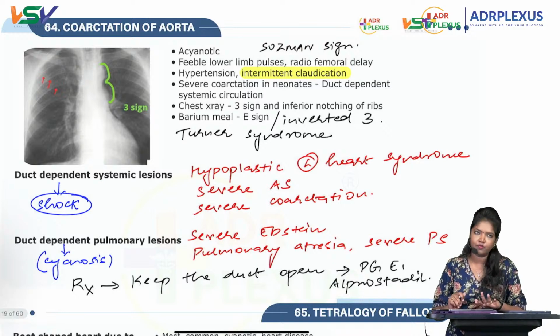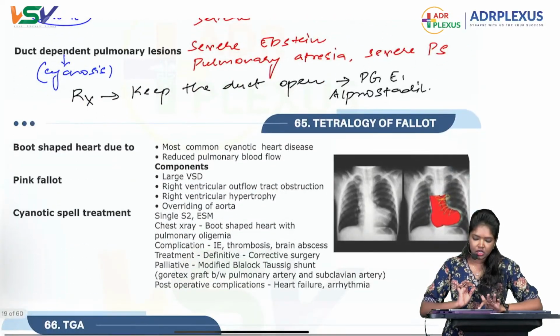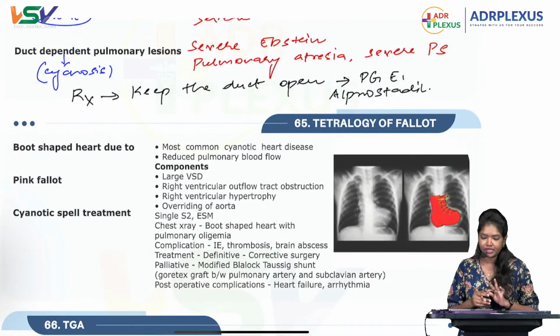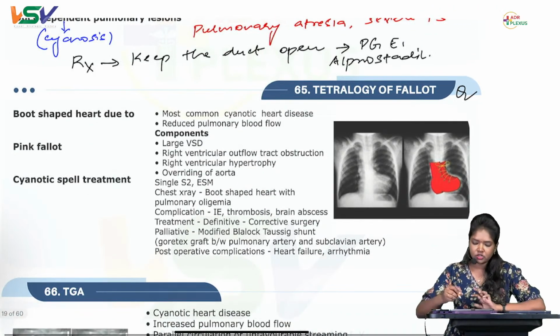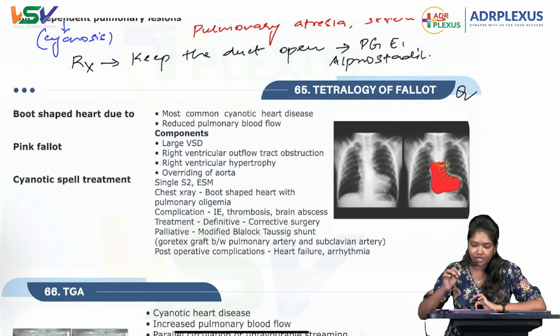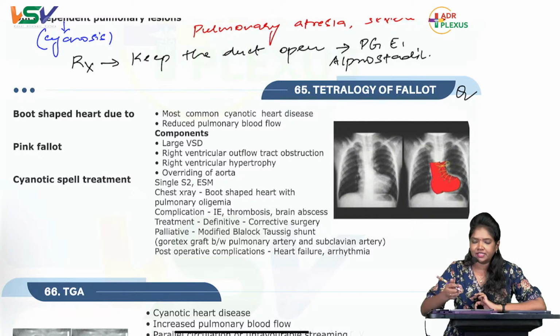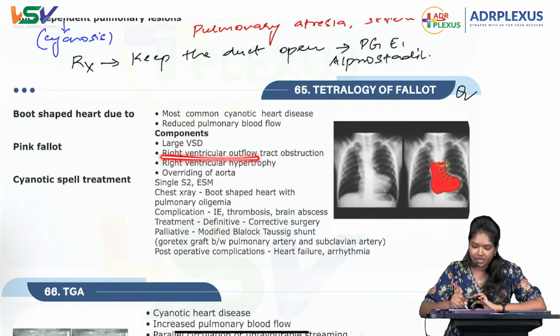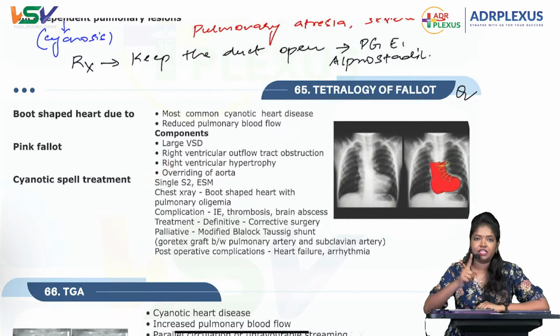This is coarctation of aorta. We are moving on to the next one, an important heart disease called tetralogy of Fallot, TOF. It is the most common cyanotic heart disease. Overall, the most common is VSD, but in cyanotic, the most common is TOF. Reduced pulmonary blood flow, we have already discussed. Components: VSD, right ventricular outflow obstruction, right ventricular hypertrophy, and overriding of aorta. You will have only a single S2 and an ejection systolic murmur.